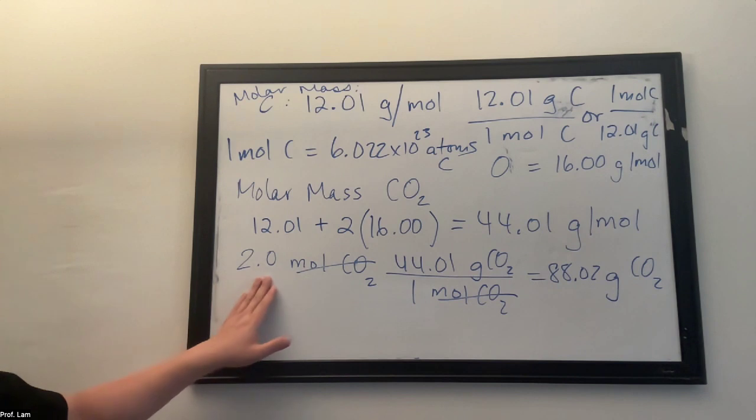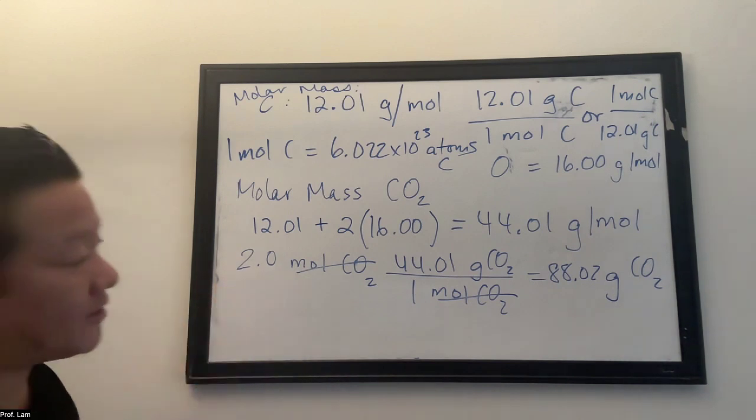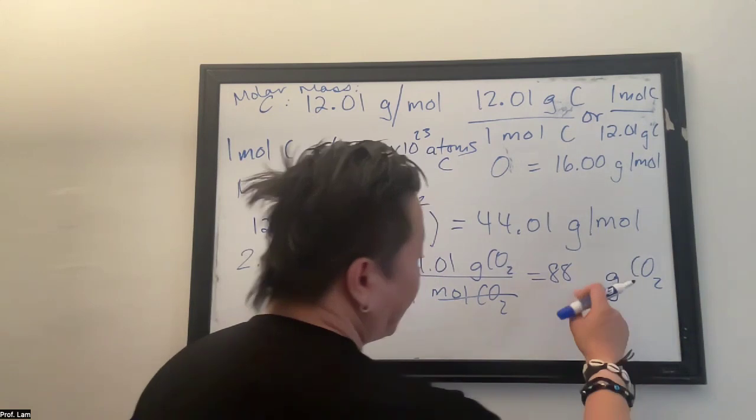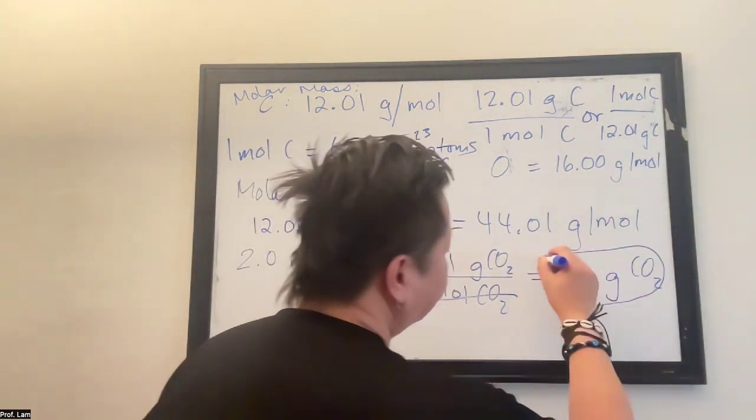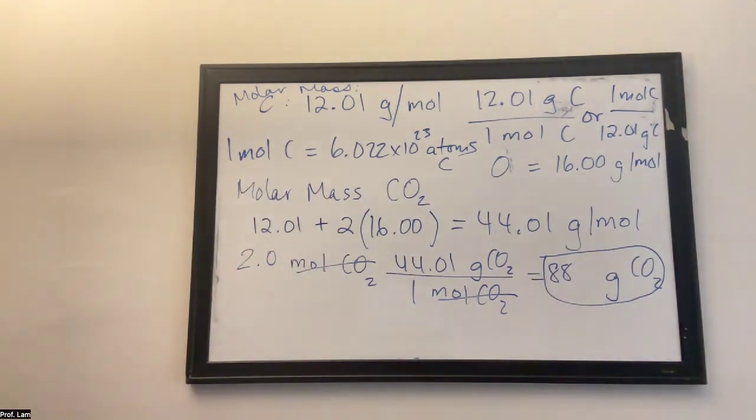Now, to the correct number of sig figs, you only have 2 here, so you could round this to 88, right? That would be the correct answer to 2 sig figs. Now you could do it the other way around too.